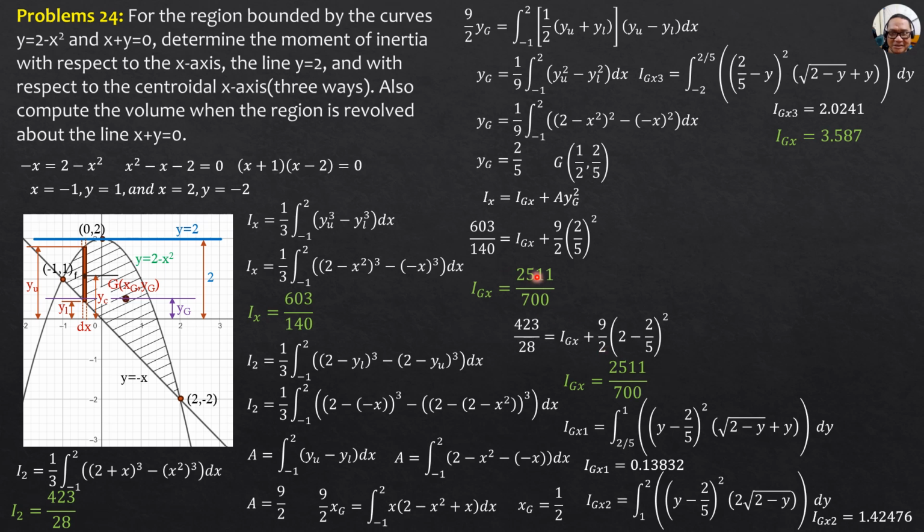Although two solutions are better, this third solution is equally important, because I directly evaluate the integral with respect to the centroidal x-axis by the principle, so that you will also know. So it's the same. Expressed in decimal, that's 3.587.